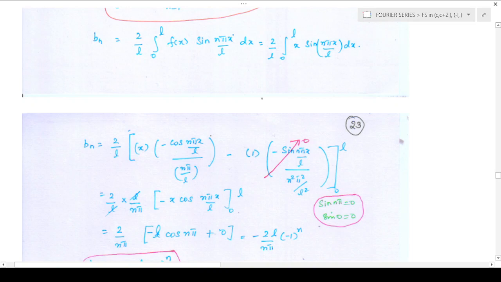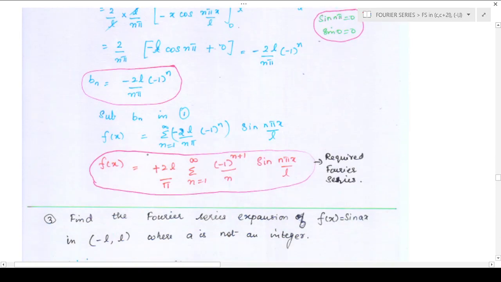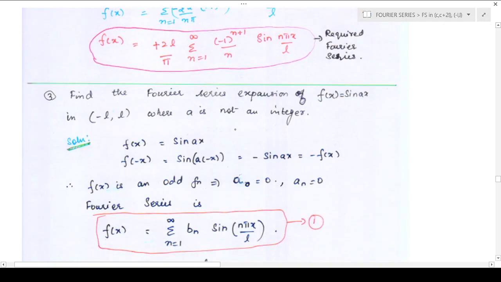Here integration of sin n pi x by l is minus cos n pi x by l divided by n pi by l. Here if you integrate this cos, it is plus sin n pi x by l divided by n pi by l. Already minus n pi by l is there. So it is minus 1 by n square pi square by l square. Apply x equal to l. L will be getting cancelled. Sin n pi is 0. Apply lower limit. Sin 0 is also 0. So the second term is vanishing. So apply the limit for the first term. You will be getting like this. Substituting this bn in 1, you get the required Fourier series for f of x equal to x, children.